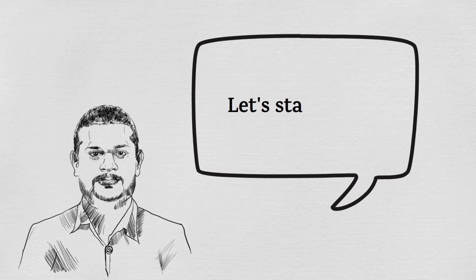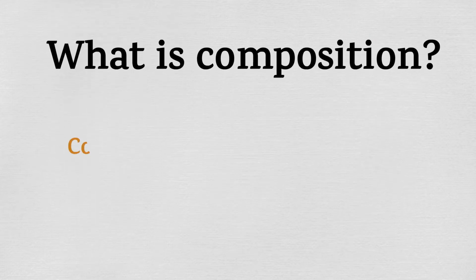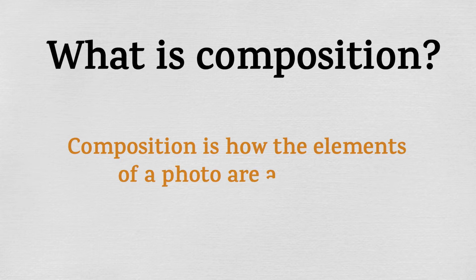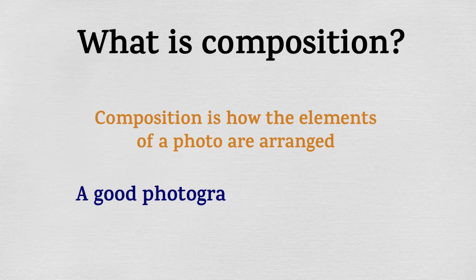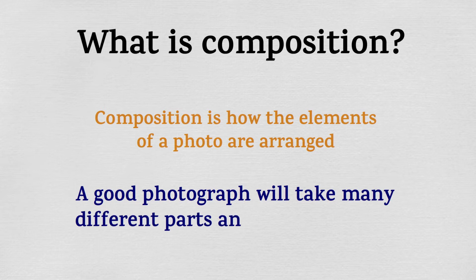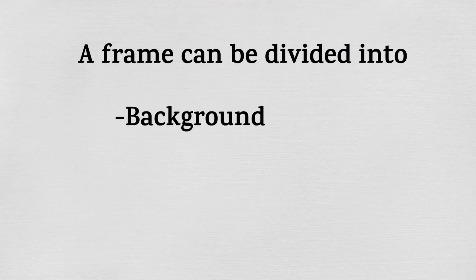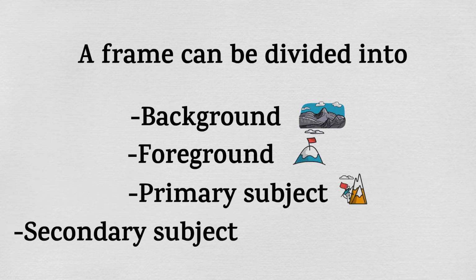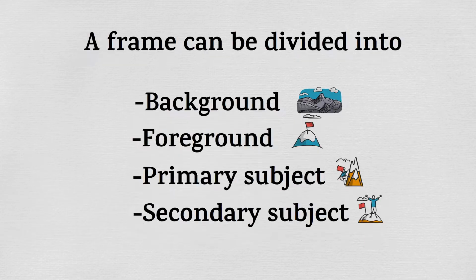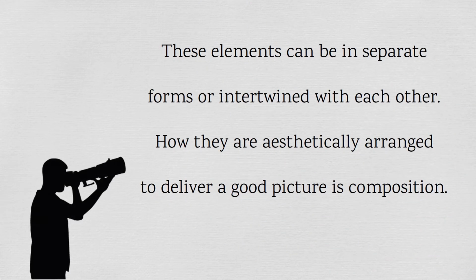So let's start with what is composition. Composition is simply put as how the elements of a photo are arranged. A good photo will take many different parts and combine them into an aesthetically pleasing whole. Which basically means that there will be a lot of elements in a photo. There will be a subject, a background, a foreground, a primary subject, a secondary subject. So how do you use all of them in a proper manner, put together in a pleasing form and deliver a good picture? And this is possible using composition.